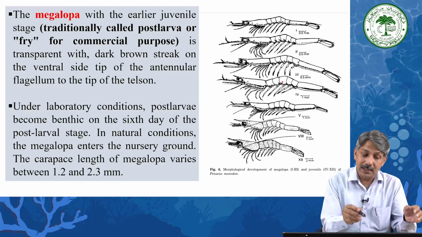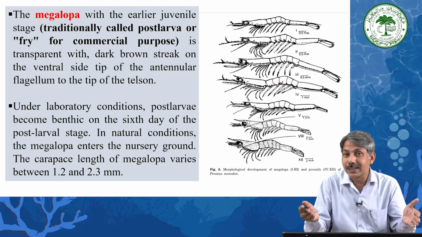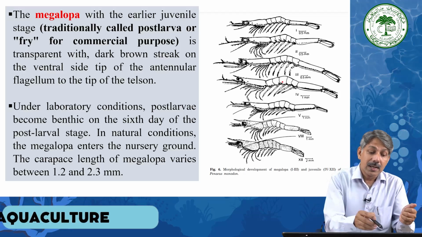The megalopa stage, in fact the PL stage, is considered the seed which you need to stock for starting Penaeus monodon culture.